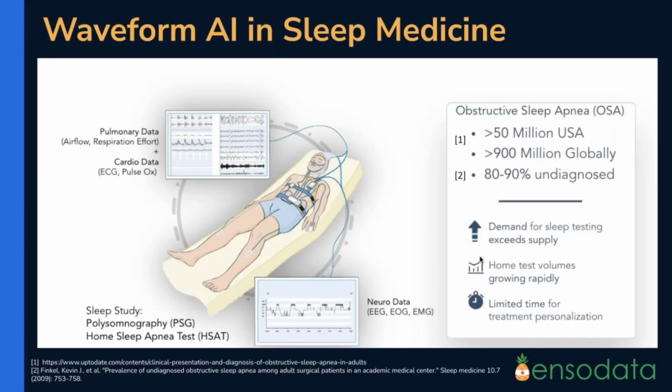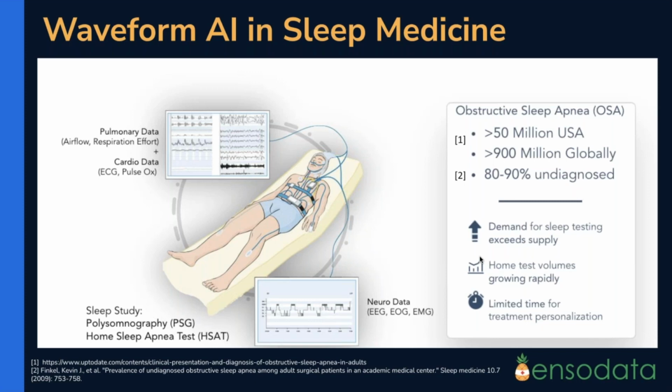For all of the folks attending this webinar that are not coming from the sleep medicine world, a very quick overview of sleep medicine. There are different sleep disorders that are being diagnosed. The main, or one of the main ones, is obstructive sleep apnea, or OSA. It's assumed that OSA affects over 50 million people in the USA and over 900 million globally. But not only that, it is assumed that between 80 to 90% of the patients with OSA are actually undiagnosed.